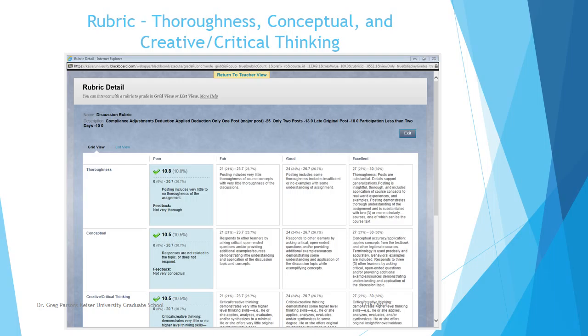So as an example, if I look at your post and I'm trying to judge is it thorough enough, I'll be looking at it from an excellent to a poor category. Is the post substantial? Does detail support generalizations? Is it insightful, thorough, and does it include applications of the course concepts to real world experiences and examples? Does the posting demonstrate thorough understanding of the assignment and is it substantiated with 2, 3, or more scholarly sources, one of which can be the course textbook?